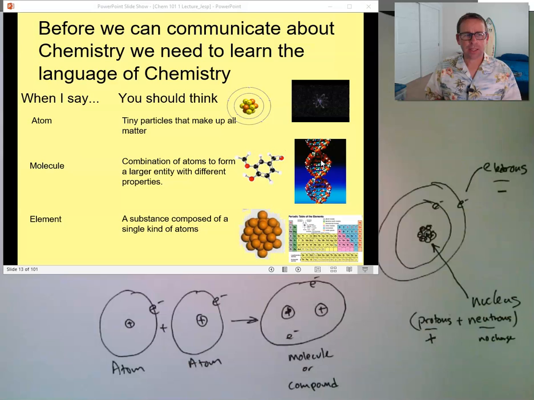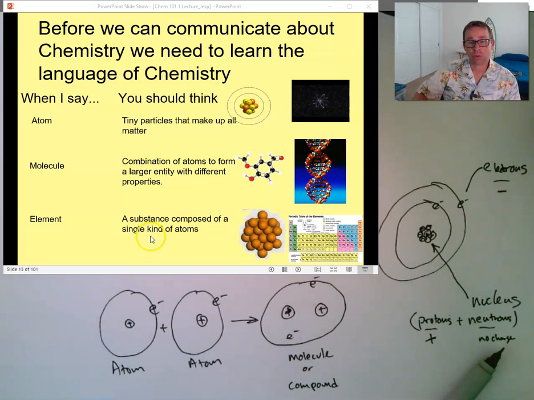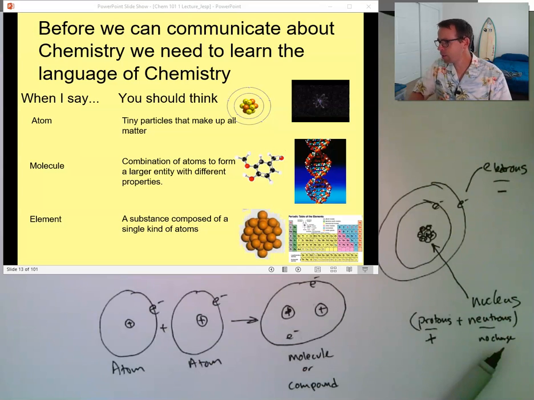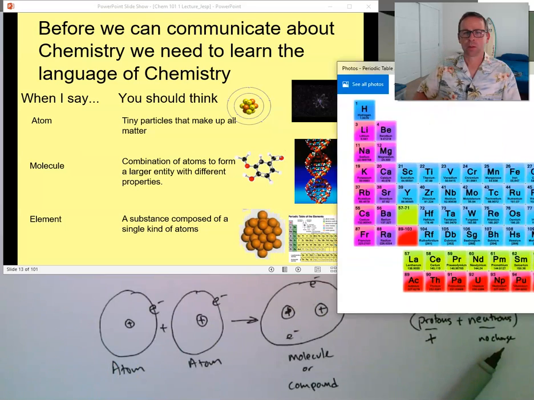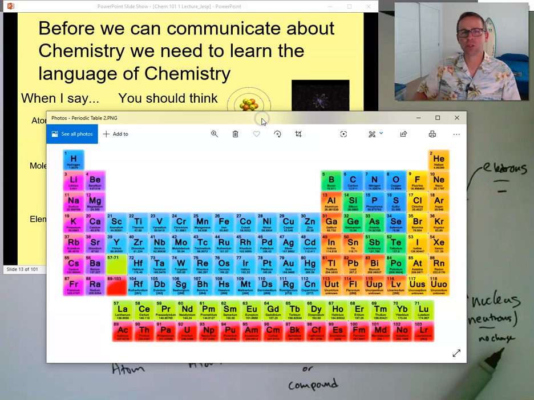An element is a substance, a material, that only has one kind of atom. Only has one kind of atom. So there are lots of different kinds of elements. And we have what's called a periodic table of elements. And I want to show you a periodic table of elements here. Whoops, that's not the one. Where's my periodic table of elements? So here's my periodic table of elements.